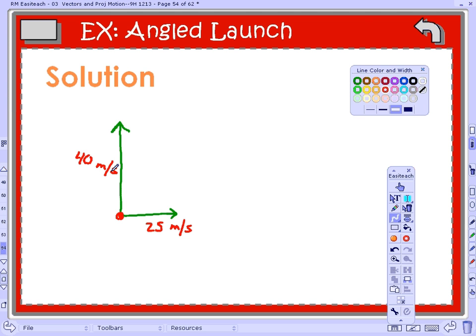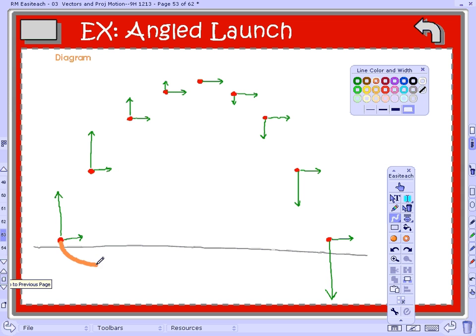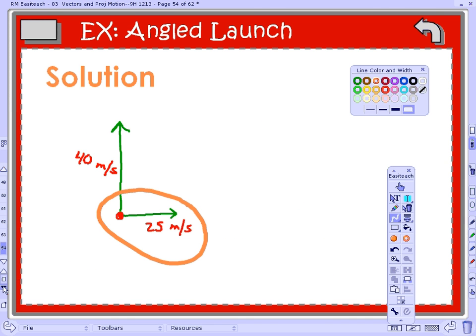Is that a height or a range? No. Some people think this is a range because it's horizontal. No, it's not. The range is this distance from here to here. That's the horizontal range. Some people think this is a height. It is not a height. It is the initial vertical launch velocity.